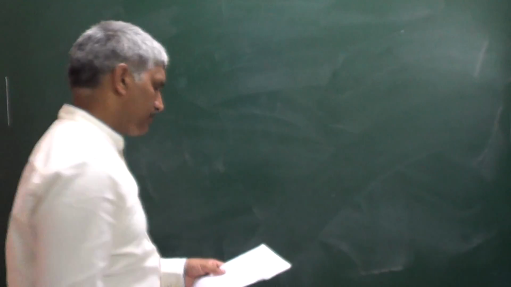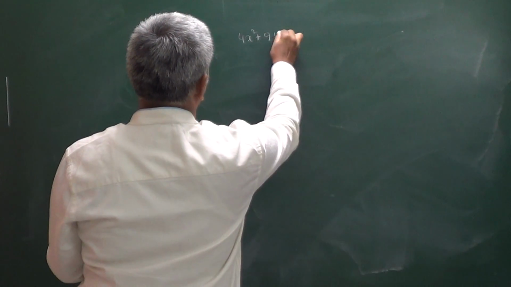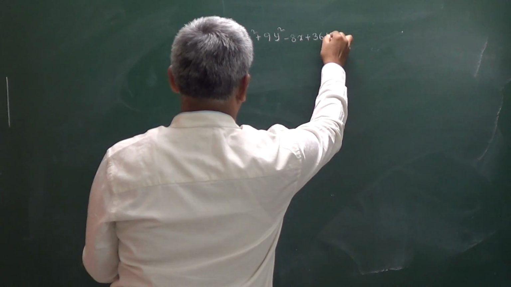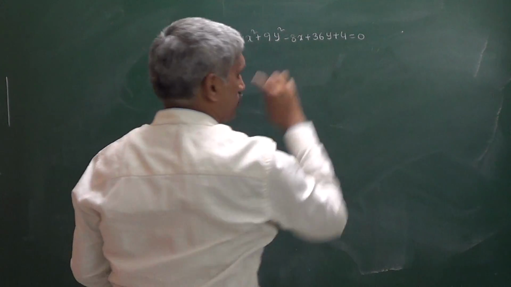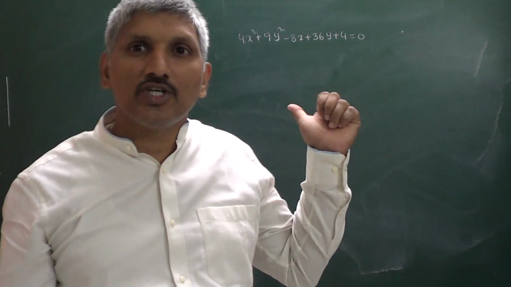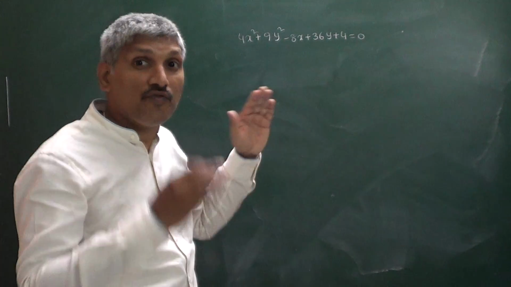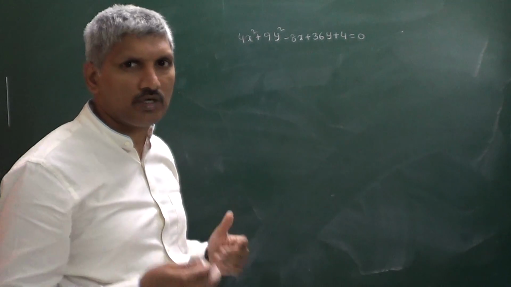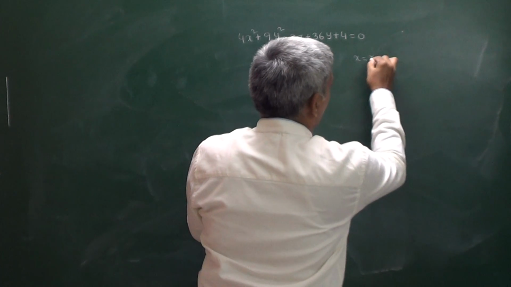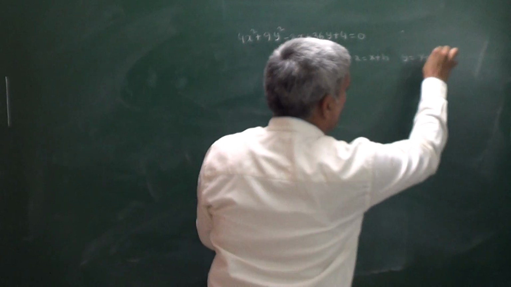So here is another one: 4x square plus 9y square minus 8x plus 36y plus 4 is equal to 0. Here we have to shift the origin to remove the first degree terms in this equation. To remove the first degree terms, I don't know where we have to shift, so I am assuming the origin is shifted to a point h comma k.